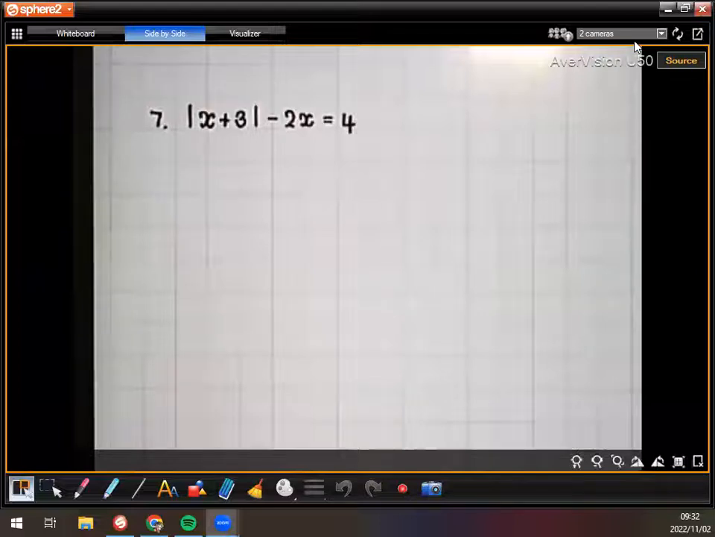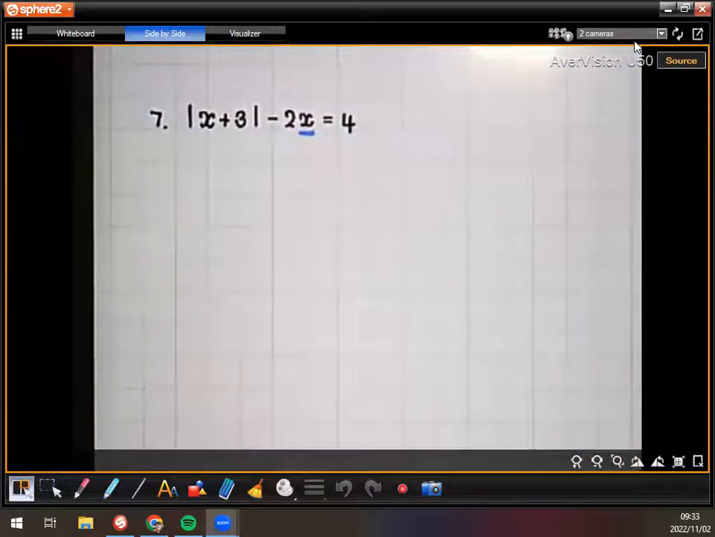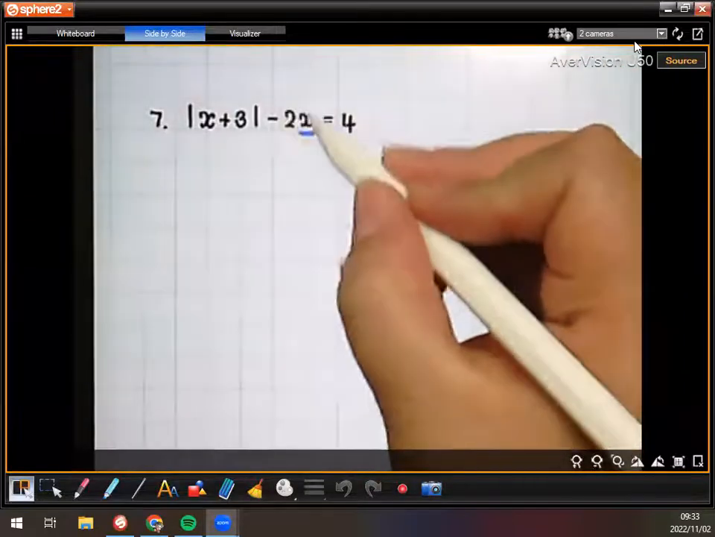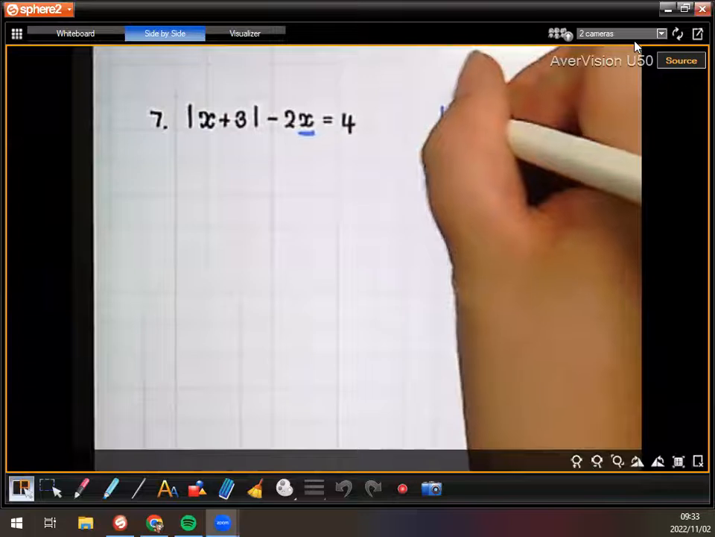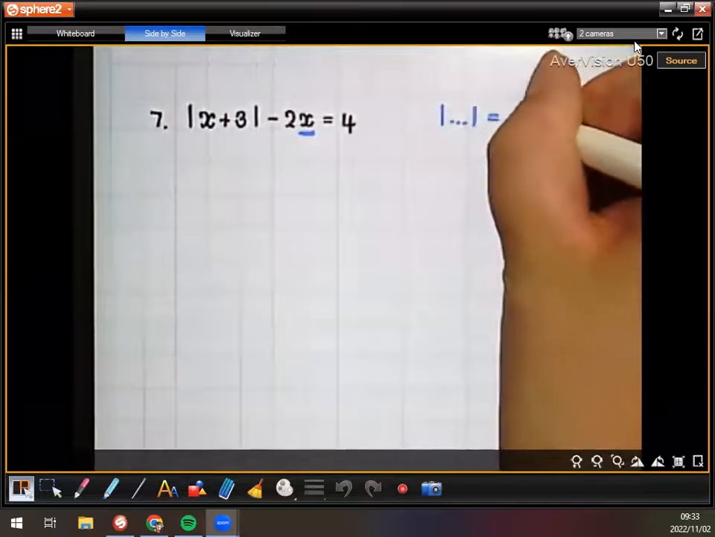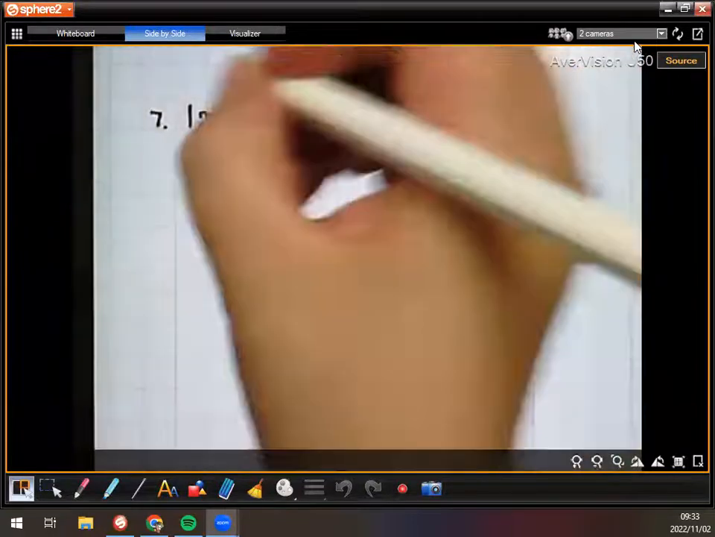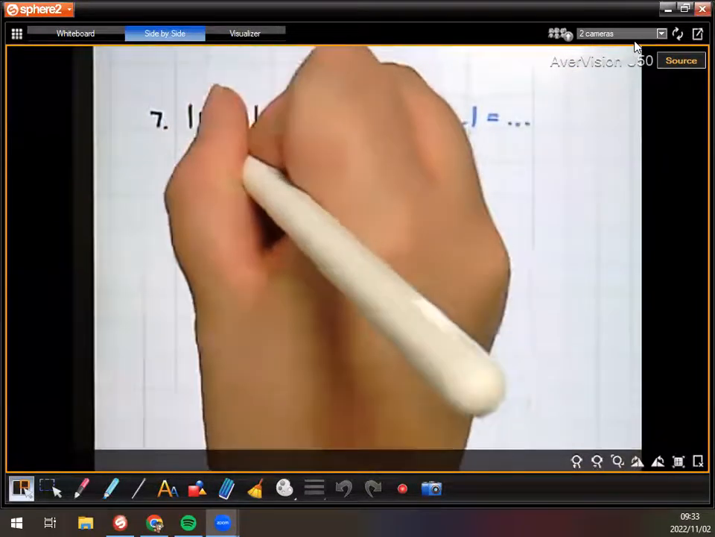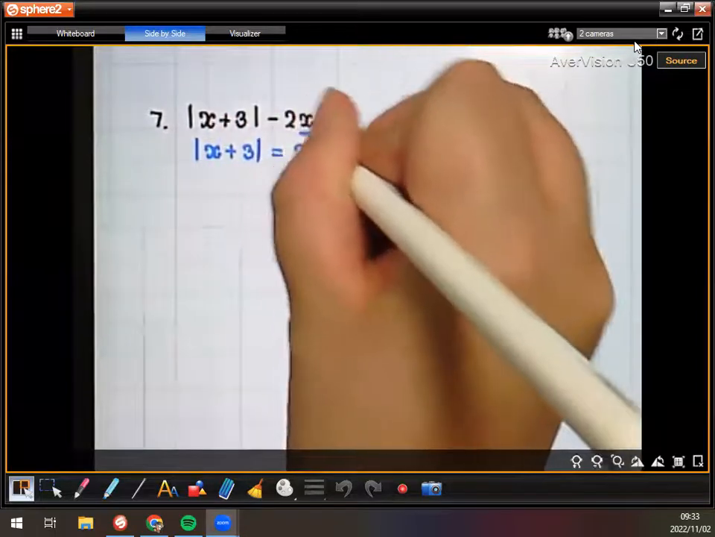All right, guys, just like the first one, but a little bit more complicated. We do notice that there's a 2x there, so this is going to be one where we have to apply the definition. But first, we need to get that minus 2x on the other side. We always want to have the absolute value equal to everything else. We don't want anything else with the absolute value on the left. So I'm going to have the absolute value of x plus 3 equal to 2x plus 4.